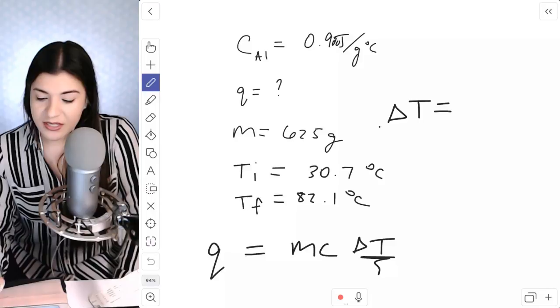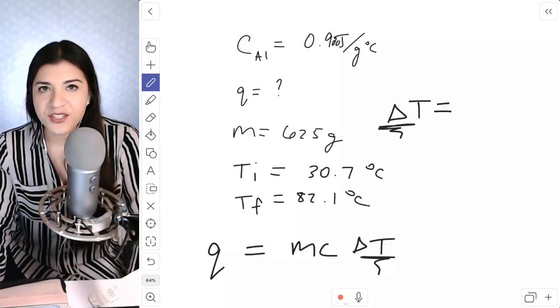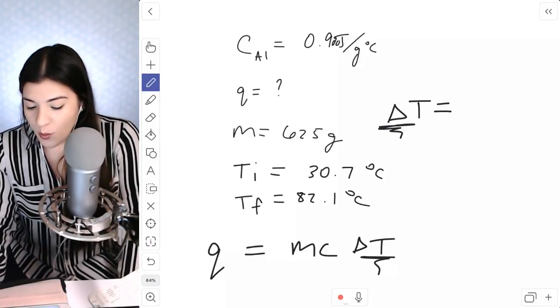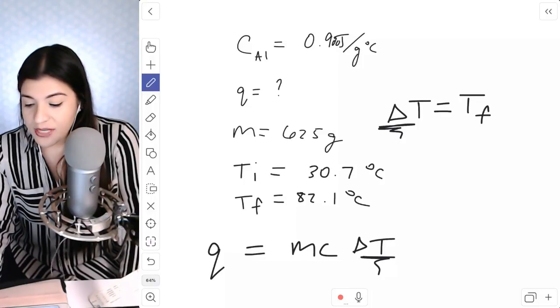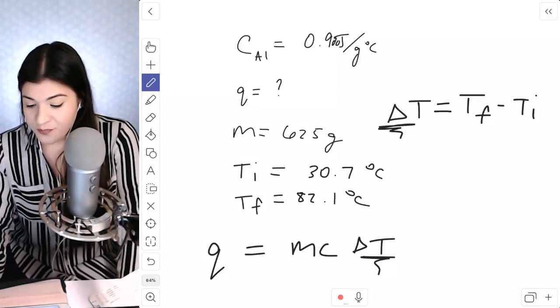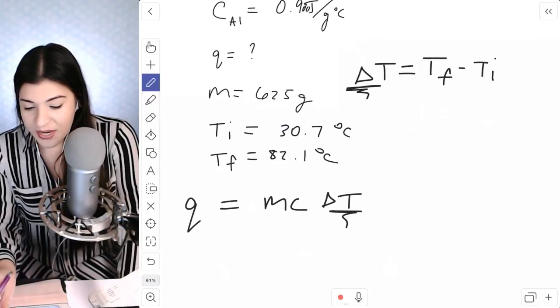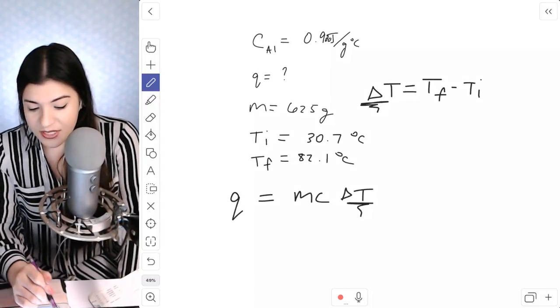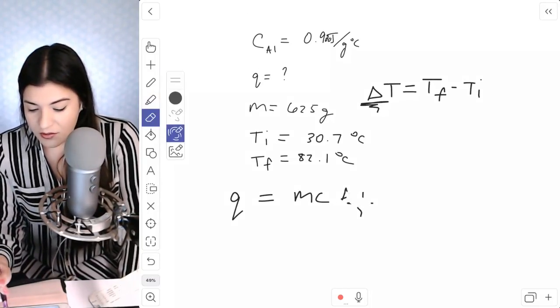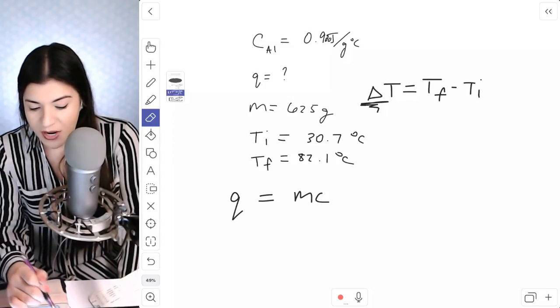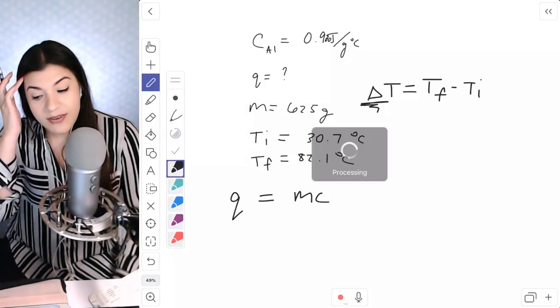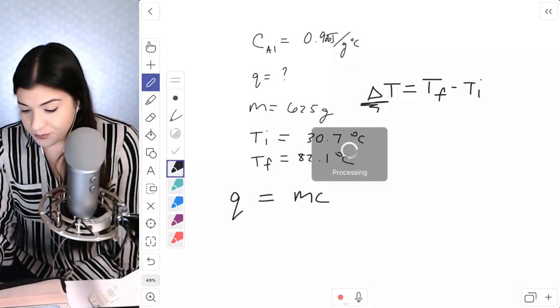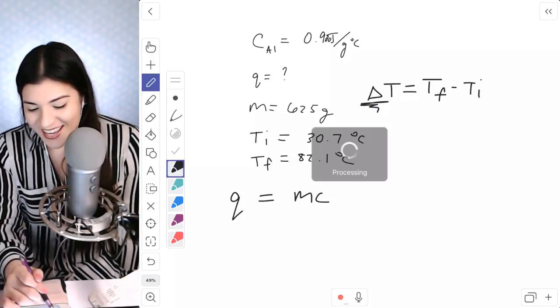So our change in temperature, and that's what this little delta symbol or triangle means. It just means change, where I'm going to subtract our final temperature minus the initial temperature. And then I'm going to expand this formula a little bit further. So instead of just this change in temperature, I'm actually going to expand it to just be T final minus T initial.